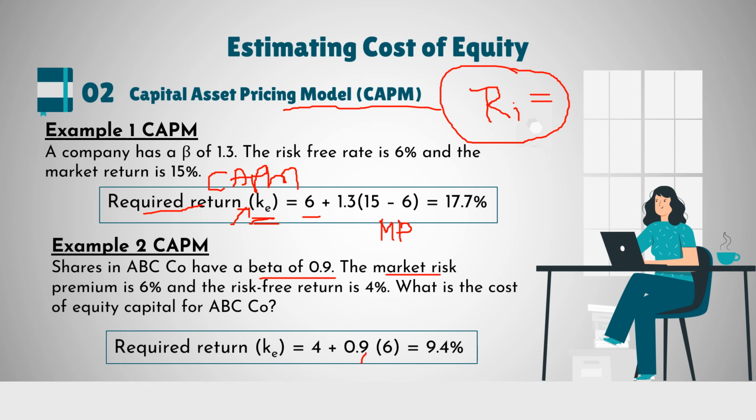So kalau macam yang tunjuk yang bawah ni, example tu beta dia dah bagi, masukkan beta. And then market risk premium dia dah bagi. This one yang I cakap, kalau kita ambil market return minus with the risk free rate, you akan dapat market premium. So in this example tu dia dah bagi market premium, so you just put 6% and the risk free is 4%, you will get 9.4%.